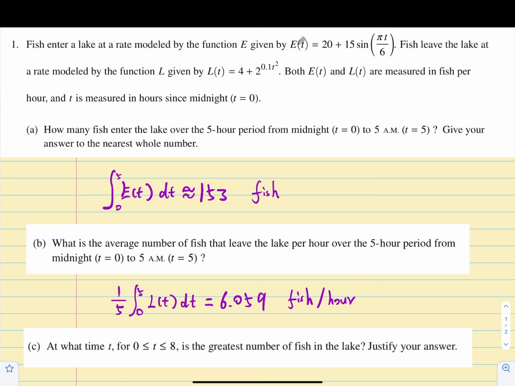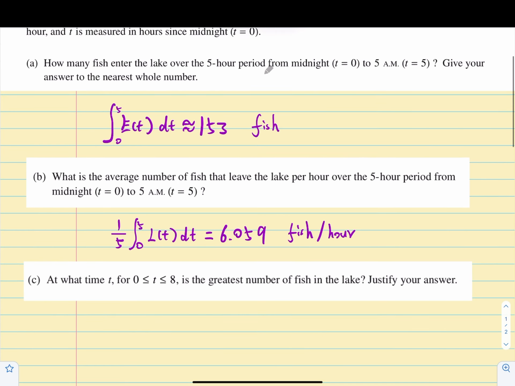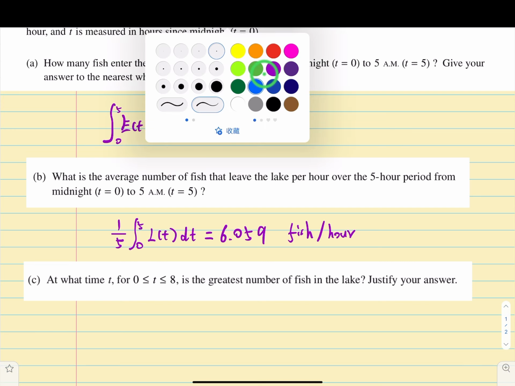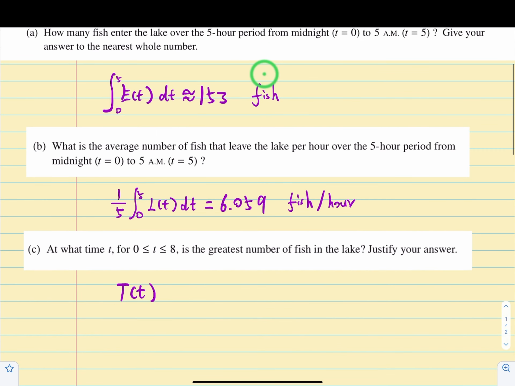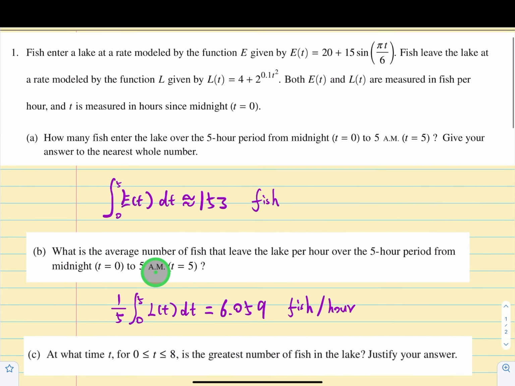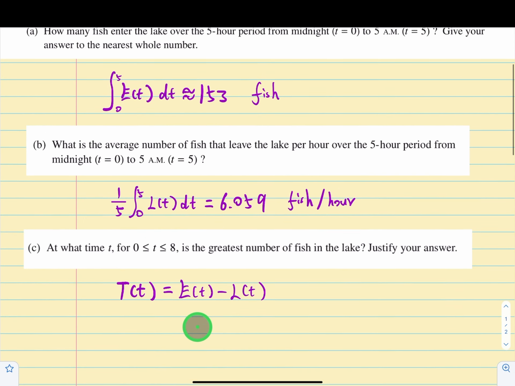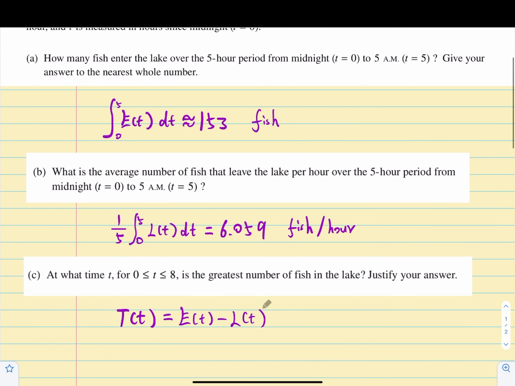So here we got the enter in, we got the leave out, so we can find the total T. The total T will be the total T. Let me change the color into our purple one. The total T can be written as E(t) minus L(t). So it's the rate of change of the total number. Because this is also a rate of change, we can use the graph calculator to find the stationary point or the critical point.